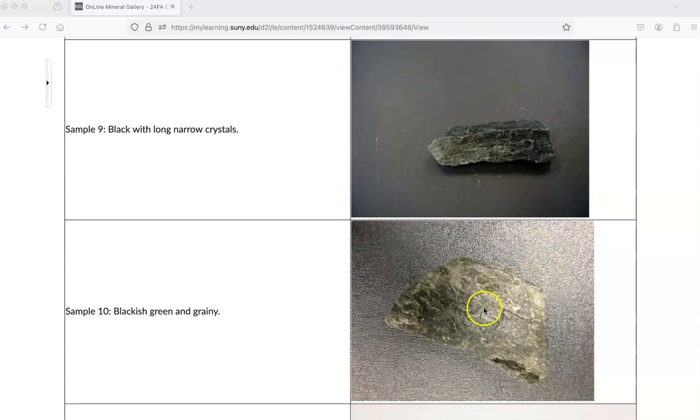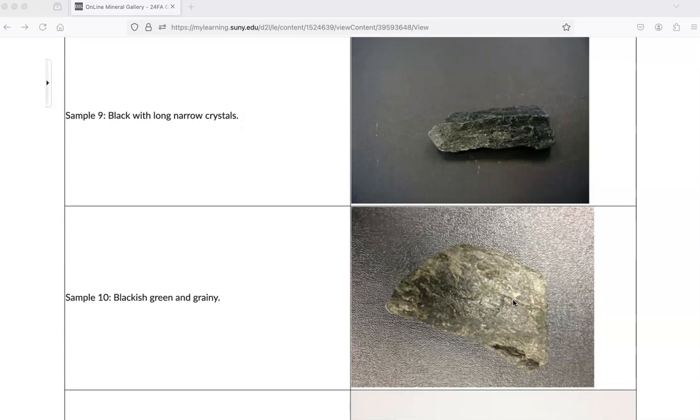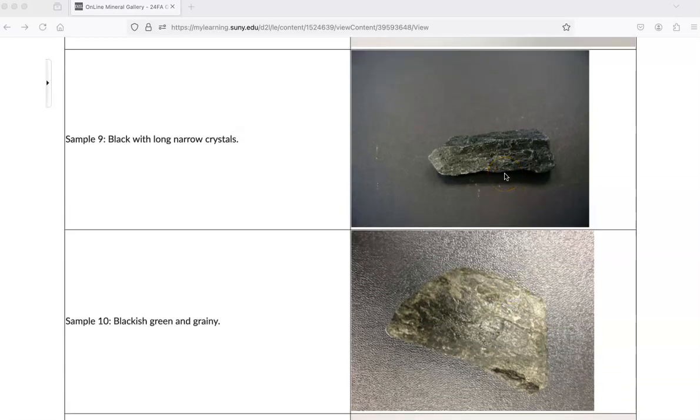9 and 10. Wow, this 10 came out looking a little different in person. I must have used flash on this one here. 9, one of the distinguishing factors is that it has these very long needle-like crystals. Almost looks like black toothpicks lined up and all stacked together. What did you guys call 9? Hornblende. Good. And then 10, you're not really seeing the black in this picture very well, but it's black and green. This one just kind of looks shiny green. But blackish green and grainy, what did we call 10?